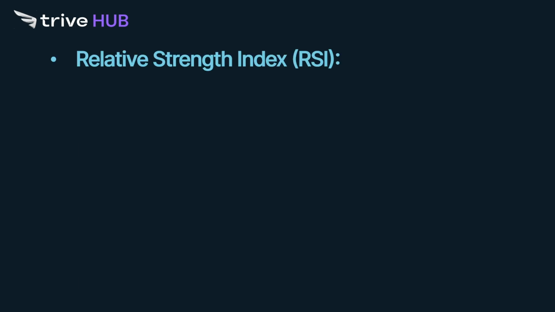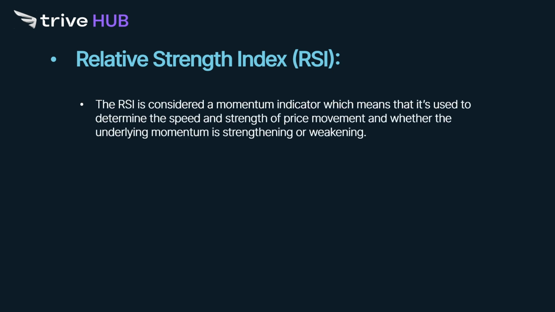Now the next type of indicator is the Relative Strength Index, RSI. It's some kind of leading indicator. It shows you how much momentum or how much speed there is in a particular trend or move. RSI is considered a momentum indicator, which means that it is used to determine the speed and strength of price movement and whether the underlying momentum is increasing or decreasing. You can know it with the help of the RSI indicator.